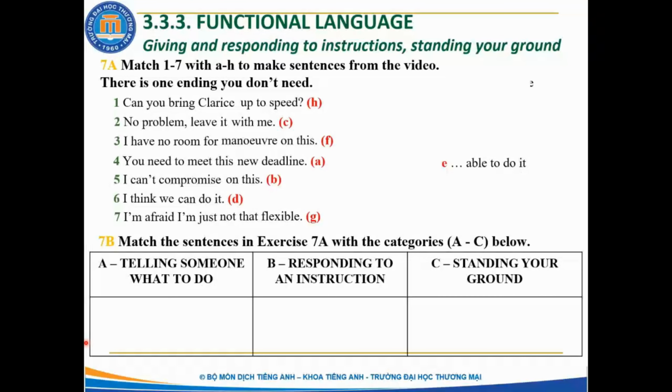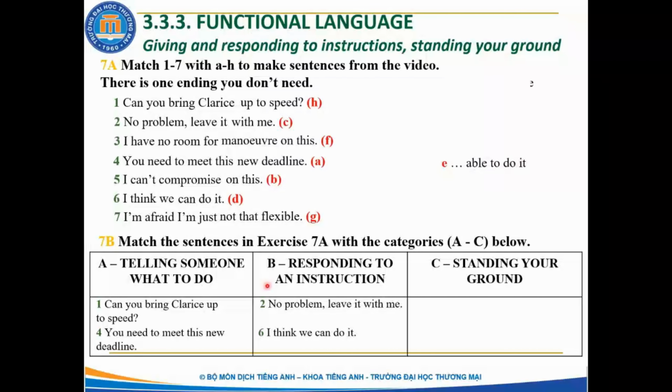Alright, now let's check the answer together. So which sentences belong to category A, telling someone what to do? So sentence 1 and 4. Number 1, can you bring Carrie up to speed? And number 4, you need to meet this new deadline. So these 2 sentences we can use to tell someone what to do. Alright, for category B, so we can use number 2 and number 6. So when we want to respond to an instruction, we can say, no problem, leave it with me, or I think we can do it.